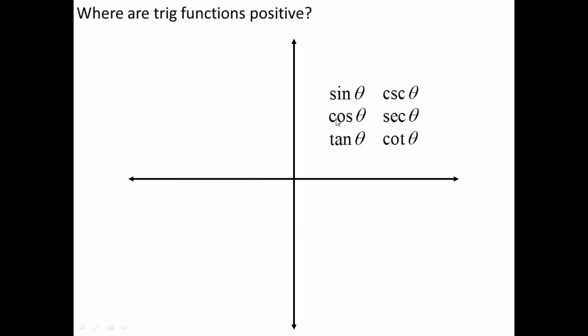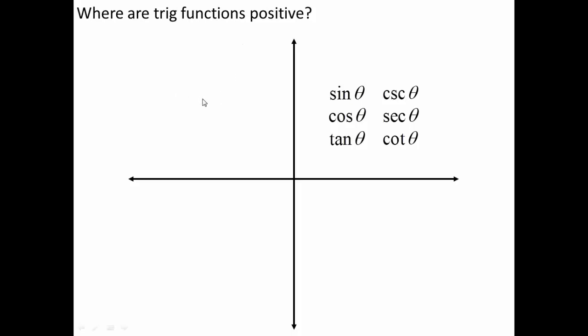So, in the first quadrant, we've seen that all 6 trig functions are positive. Everyone's positive in the first quadrant because x and y are both positive. That's why when we were doing right triangle trigonometry with acute angles, meaning first quadrant, everything turned out positive. We never had any negatives because everyone's positive in the first quadrant.